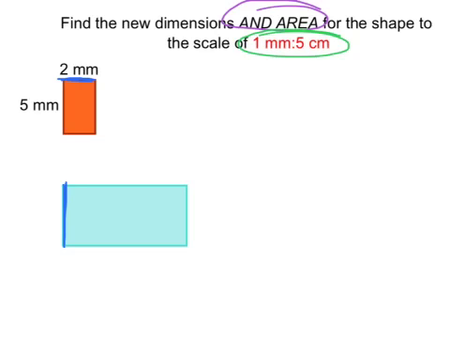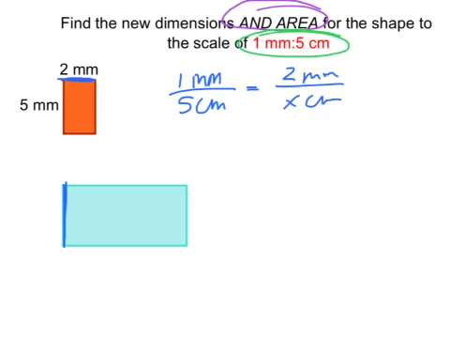So, set up a proportion. 1 millimeter is 5 centimeters, and we're given 2 millimeters. So, how many centimeters for our rectangle? Cross multiply, x equals 10. So, the short side of the green rectangle is 10 millimeters.